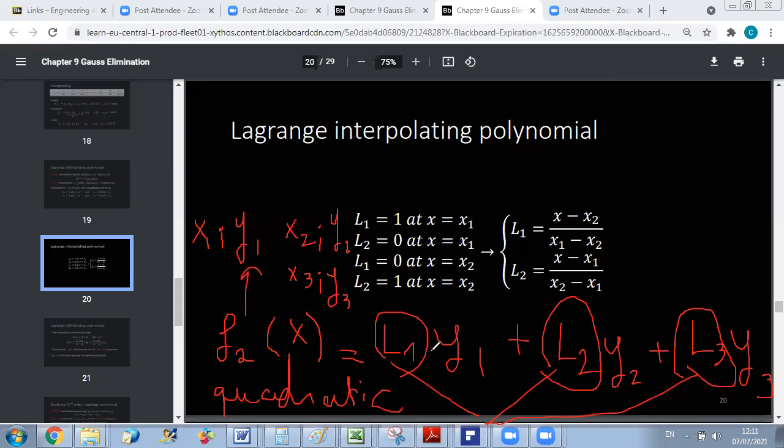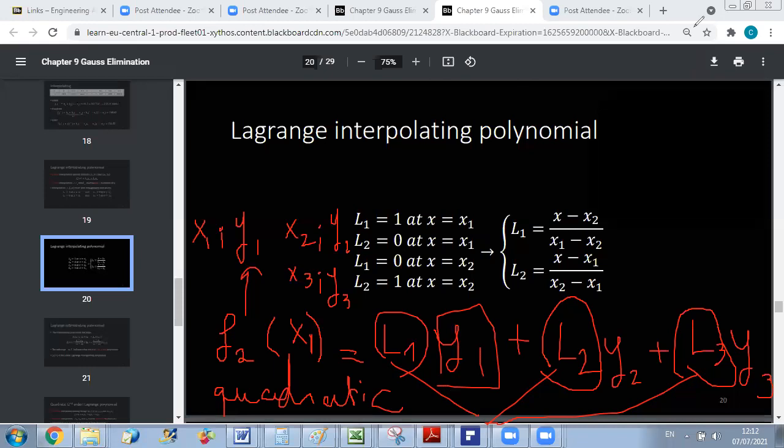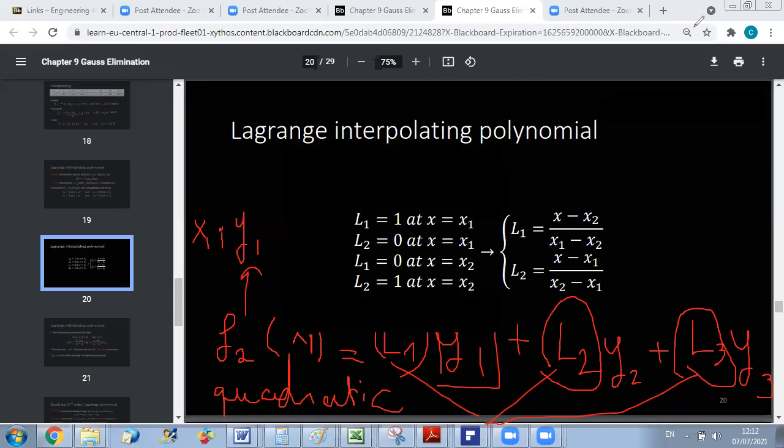So I will put what are the conditions. Let us think together. What are the conditions? I want that when I put here x1, f2 of x1, I should obtain y1. So what will be L1 then? What should be L1 in this case? Who will tell me what will be L1? I should have L1, L2, L3. Yes, Leah, very good. L1 should be 1, and L2, L3 both should be 0.